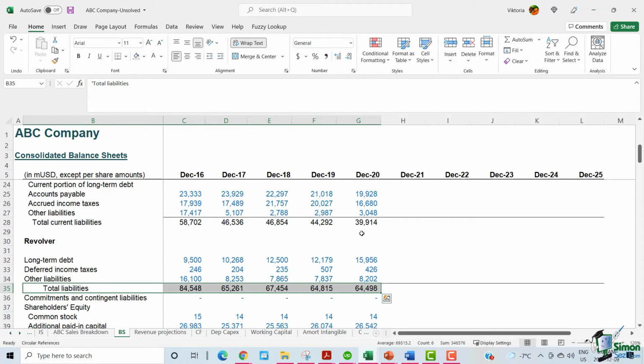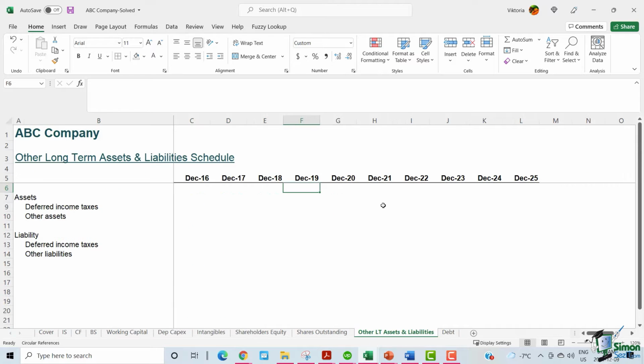Now we will move to our long-term assets and liabilities tab. In the long-term assets and liabilities tab, we will prepare the forecast for the leftovers that do not have specific drivers for forecasting. In case of ABC, the other long-term items include deferred income taxes, both on the assets and liabilities side, and other assets and other liabilities. We will first link the long-term assets and liabilities from the balance sheet, starting off with the deferred income taxes.